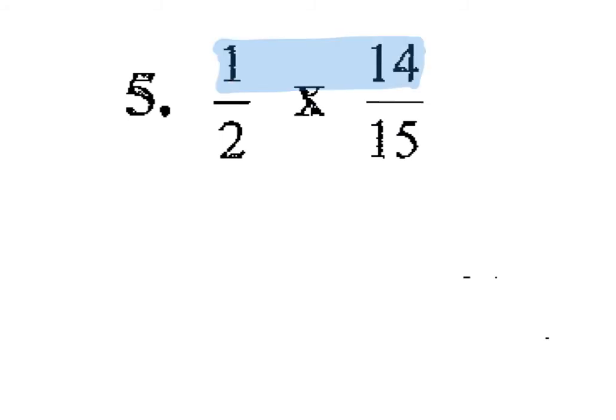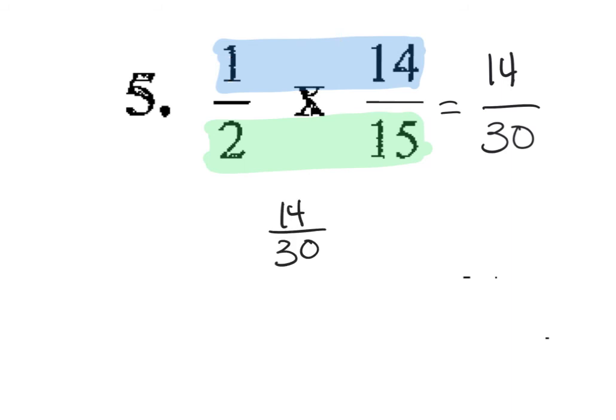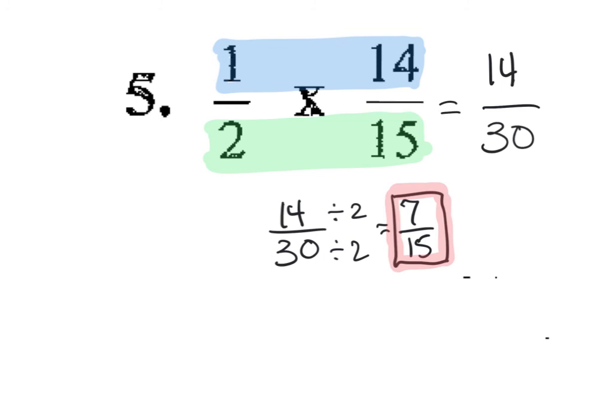What about 1/2 times 14/15? 1 times 14 is 14, and 2 times 15 is 30, which means 1/2 times 14/15 is 14 over 30. But 14 and 30 have a common factor of 2 because they're both even, and so I can simplify this fraction. 14 divided by 2 is 7, and 30 divided by 2 is 15, and so my final answer is 7 over 15. Nice job.